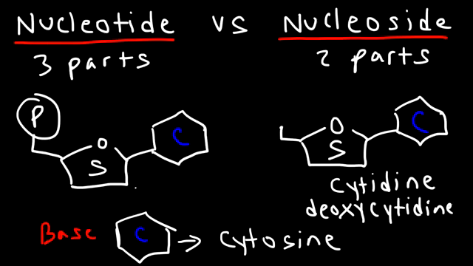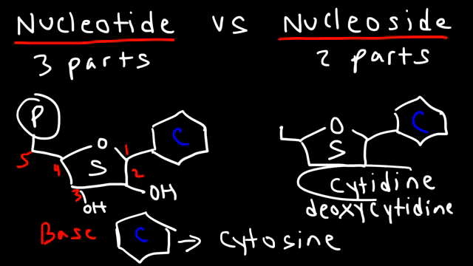And it really depends on the presence of the OH group on carbon 2. So this is 1, 2, 3, 4, 5. There's always going to be an OH group on carbon 3. But if we don't have an OH group on carbon 2, it's called deoxycytidine. If we do have it, then it's called cytidine.